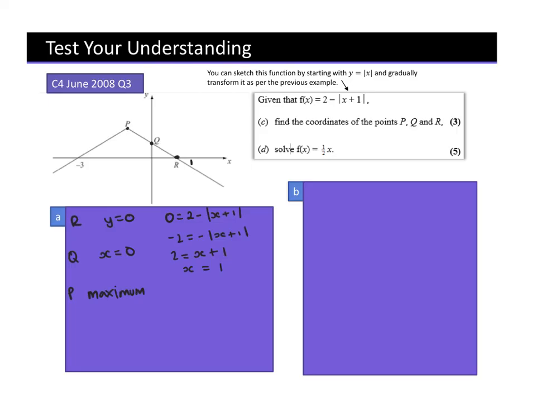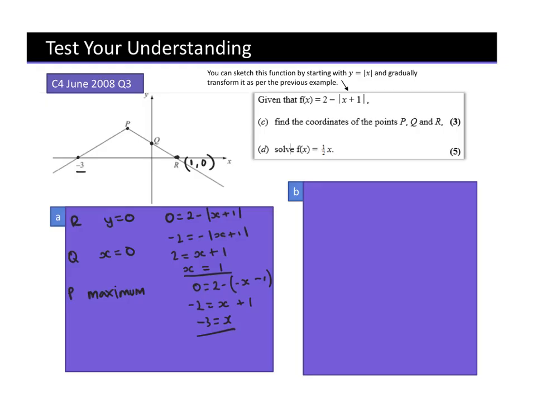We can check though, if we negated the modulus, we should get minus 3. 0 equals 2 minus minus x minus 1. We get negative 2 equals x plus 1, negative 3 equals x. Yep, so we know we're right because we get our two solutions here. So our coordinates for R are 1, 0.